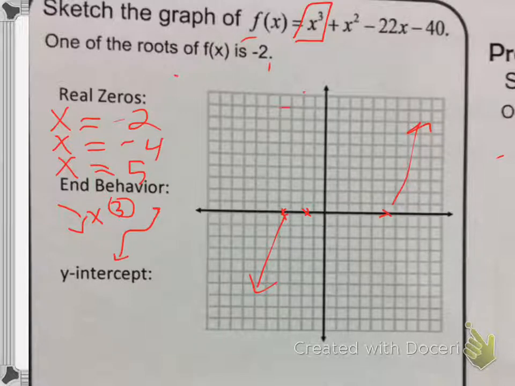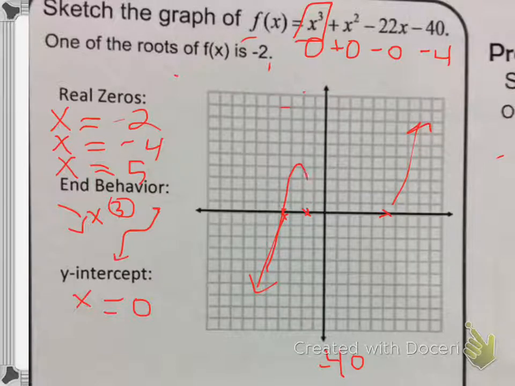Then the last thing I need to do is find the y-intercept. To find the y-intercept, I set x equal to 0, which means 0 cubed is 0, plus 0 squared, which is 0, minus 22 times 0, which is 0, and a minus 40. I'm just going to put minus 40 down here because my graph doesn't come that far, and I'm just going to sketch my graph according to those numbers that I have.